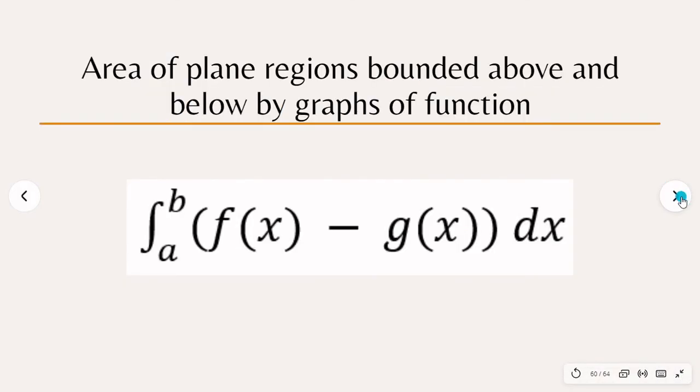Area of plane regions bounded above and below by graphs of functions can also be determined by using integrals. If f and g are continuous functions on the interval [a, b] and f of x is less than or equal to g of x for all values of x in the interval, then the area of the region bounded above by the graph of f, below by the graph of g, and the lines x is equal to a and x is equal to b is given by the integral of f of x minus g of x dx evaluated from a to b.